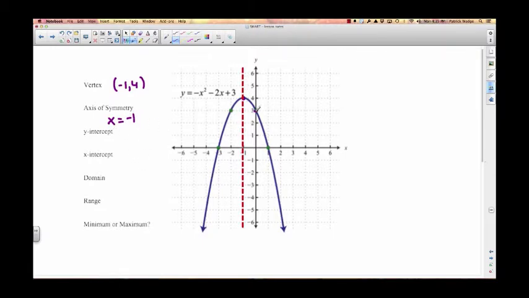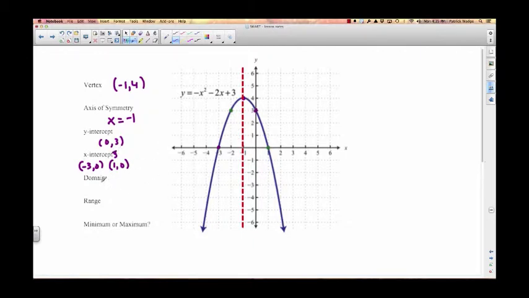Y-intercept. The y-intercept's right there. You could just say 3, but I prefer (0, 3). X-intercepts, or intercepts in this case, I have one here. That's at -3, or I'll say (-3, 0). It's more specific. And I also have one at (1, 0) as well. That's x-intercepts.